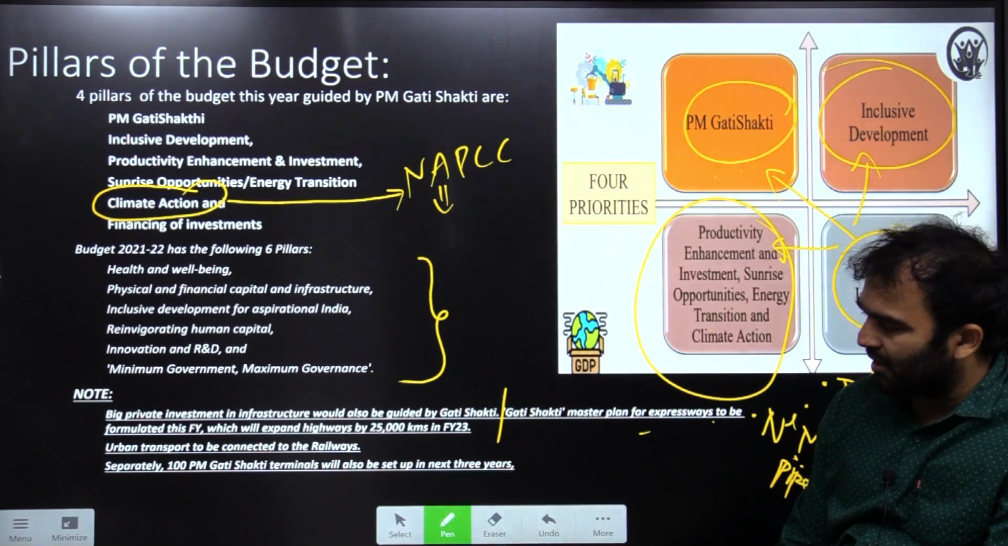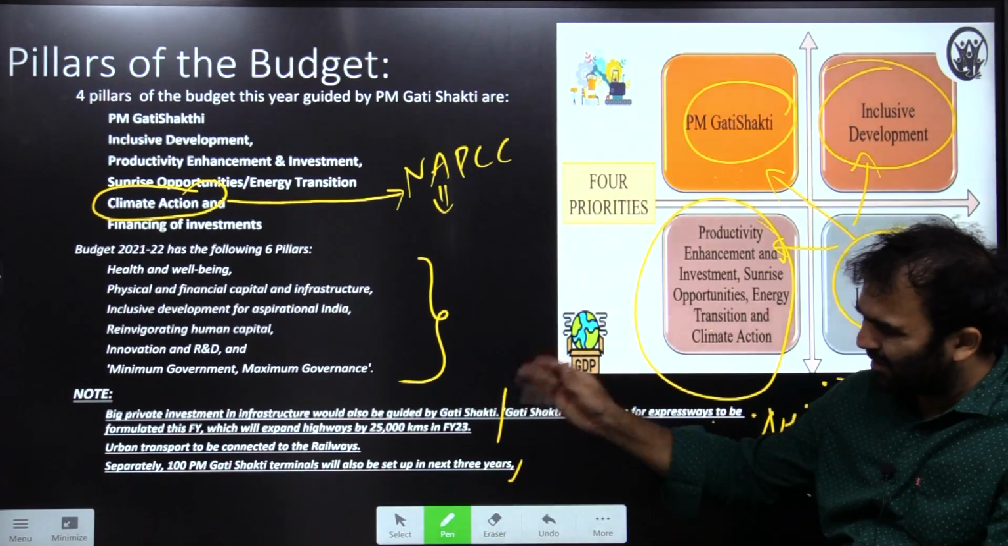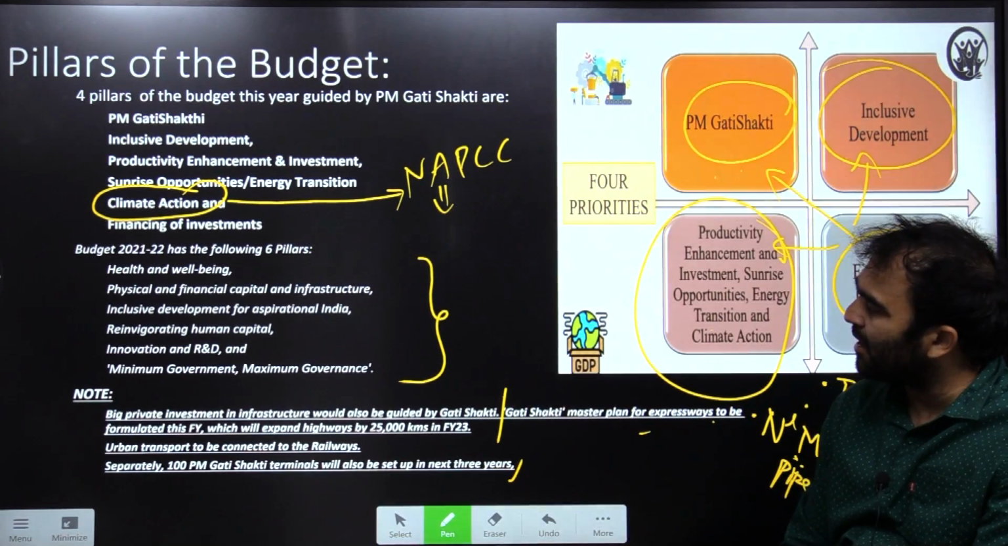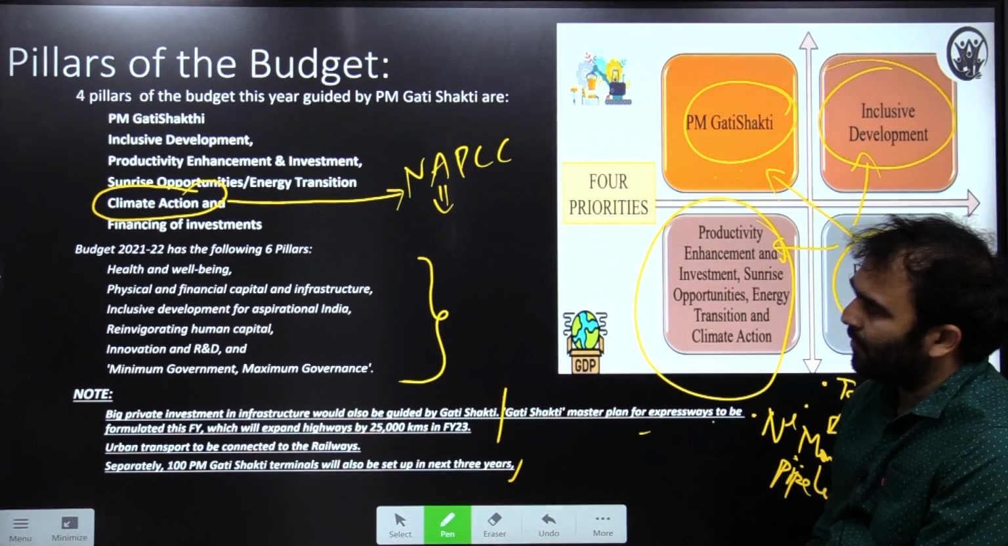100 PM Gati Shakti terminals will also be set up in the next 3 years. These are announcements during the budget, minor announcements during the budget, but these are the major themes.